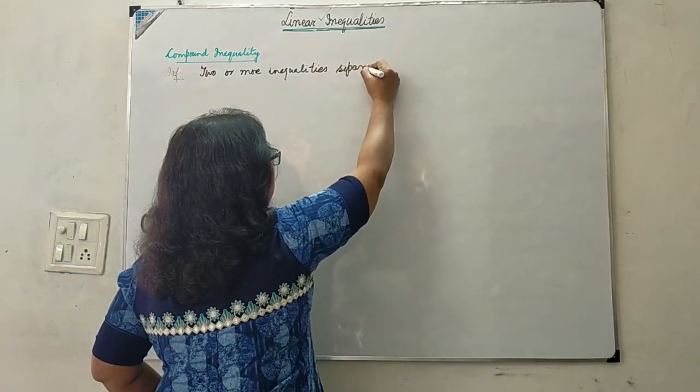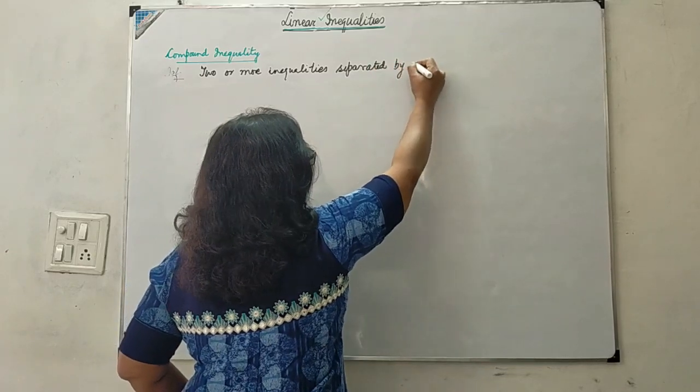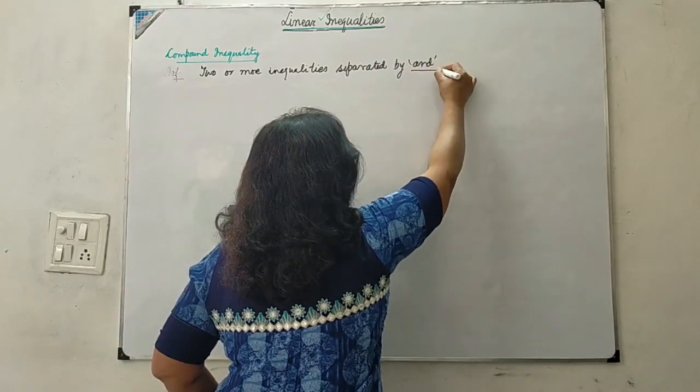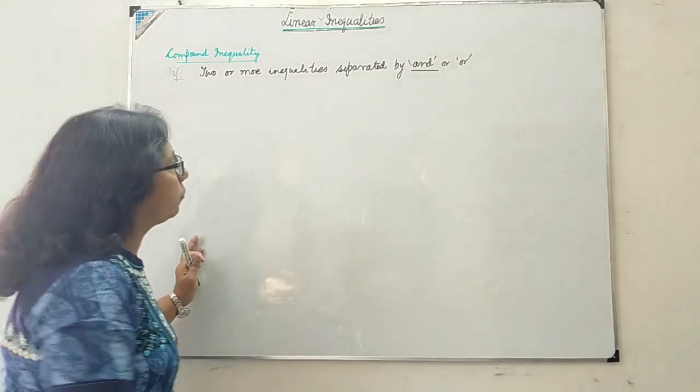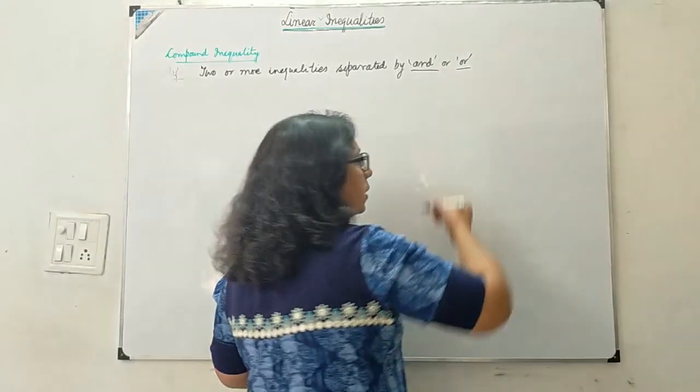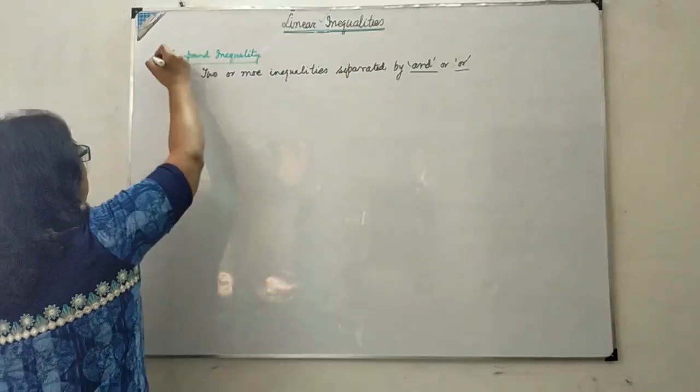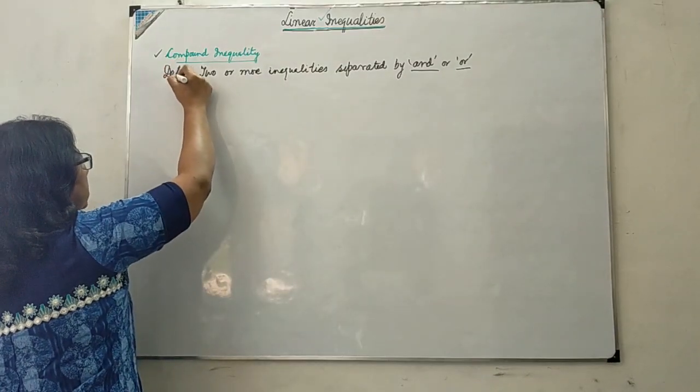separated by "and" or "or". We can have two inequalities in which this "and" or "or" is given there. These are known as compound inequalities.